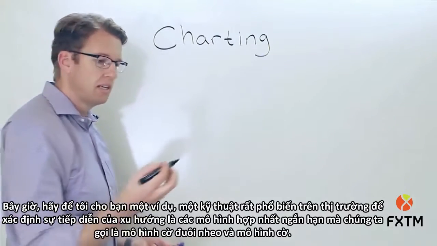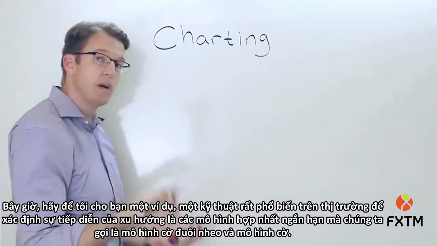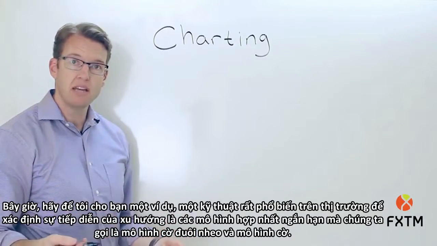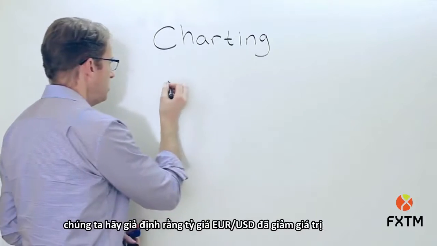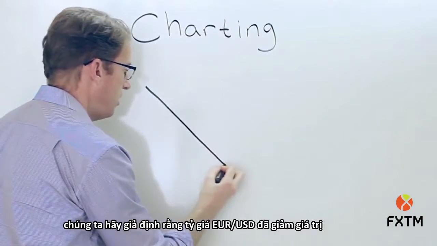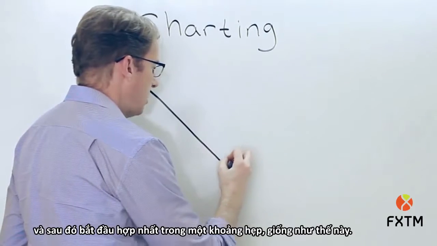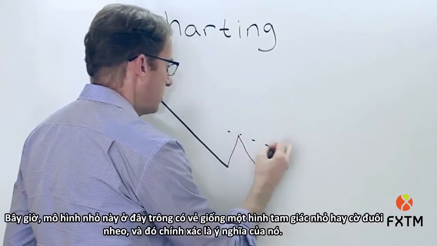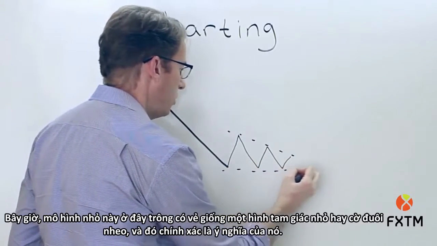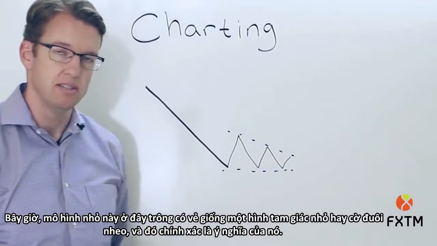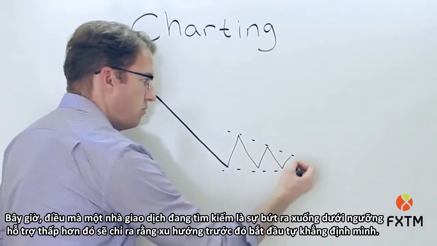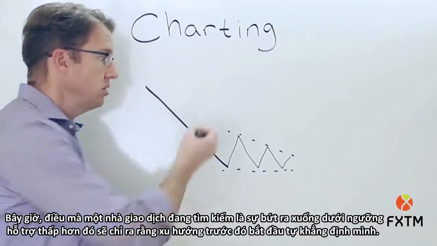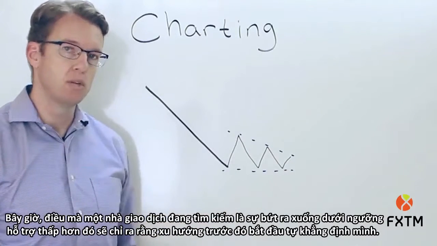A very common technique out there in the market to identify a continuation of the trend are these short-term consolidation patterns that we call pennants and flags. So let's do a bearish example. Let's say that the euro to the US dollar had been falling in value and then begins to consolidate within a narrowing range. So just like this. Now, this little pattern here looks kind of like a small triangle or a pennant, and that's exactly what it is. What a trader is looking for is a breakout below that lower support level that would indicate that the previous trend was beginning to reassert itself.